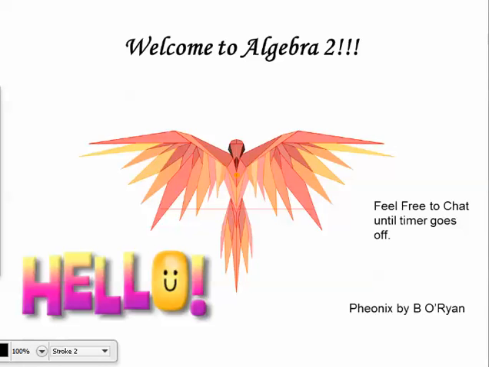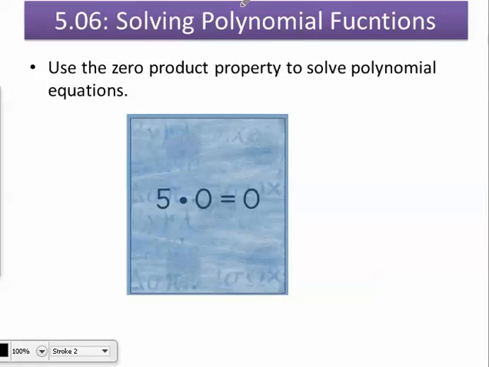We are continuing to work our way through Unit 5. We have made it up to the concept of solving polynomial functions. We're going to use a basic principle, the zero product property that you probably learned in early elementary school, that says when you multiply something times 0, you always get 0. And we're going to use that to help us solve some polynomials.